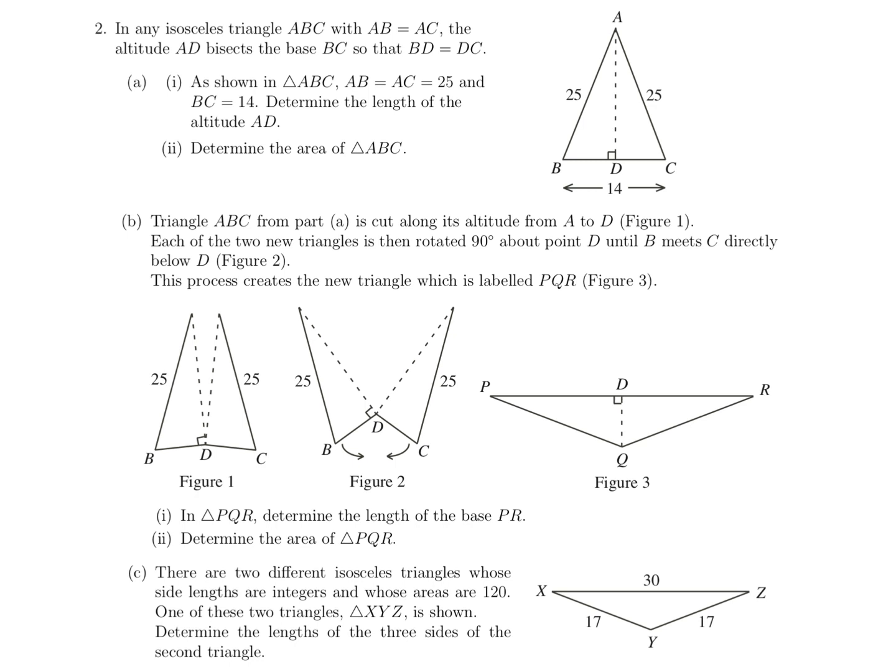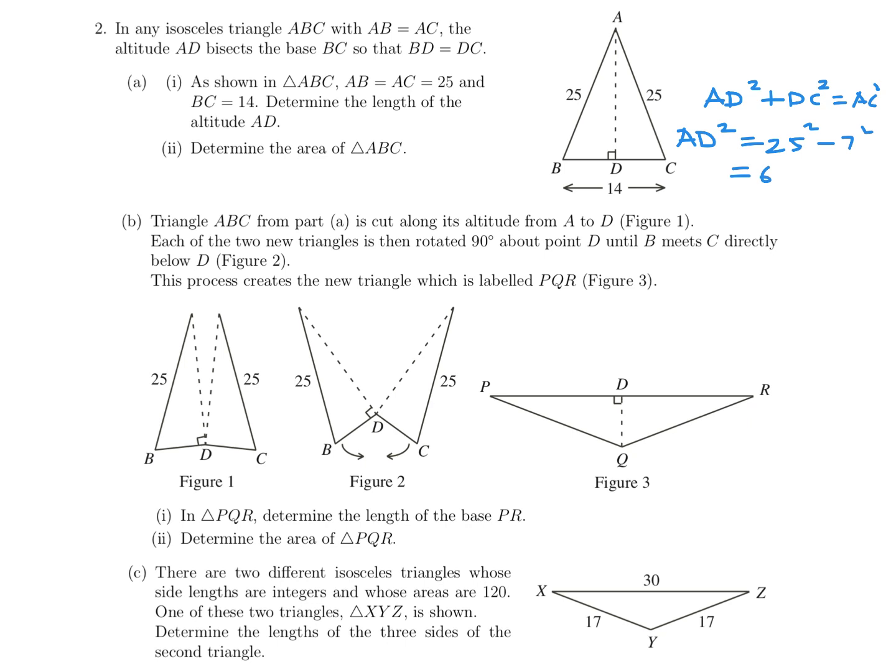Question number 2. You have this triangle ABC, AB equals AC, and altitude AD bisects the base with BD equal to DC. AB and AC are 25, BC is 14. Determine the length of the altitude. This looks like a basic Pythagoras to me. AD squared plus DC squared is equal to AC squared in that right triangle. So AD squared would be AC squared, which is 25 squared, minus DC, and DC is half of BC, so it'd be 7 squared.